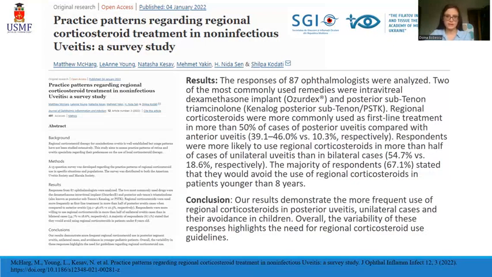Respondents were more likely to use regional corticosteroids in more than half of cases of unilateral uveitis than in bilateral cases. The majority of respondents stated that they would avoid the use of regional corticosteroids in patients younger than 8 years. So these results demonstrate the more frequent use of regional corticosteroids in posterior uveitis, unilateral cases, and their avoidance in children. Overall, the variability of these responses highlights the need for regional corticosteroid use guidelines.